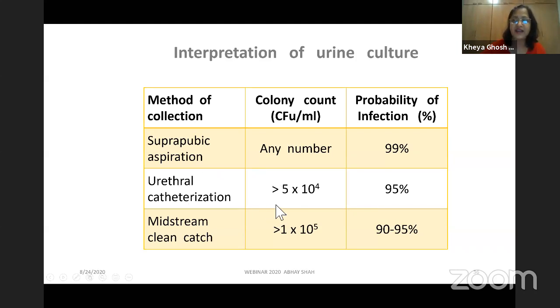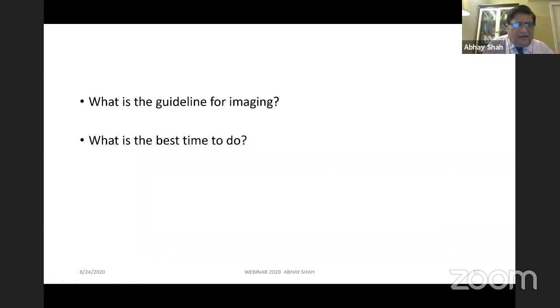Urethral catheterization should be avoided because it can lead to traumatic injury and hematuria, but sometimes we have to do it. In that case, a count of 10 to the power 4 is important. The message I would like to give is to avoid using urine collected in a bag. That should never be done, as it is always a contaminated sample. Bag samples should be thrown away and not taken. Suprapubic aspiration, though we are afraid of it, is a very good tool, and any colony count is highly suggestive of UTI. Now, what are the imaging guidelines?